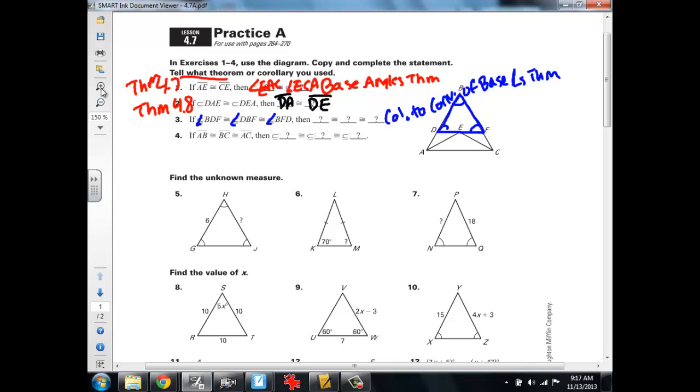So I have my angles marked. C squared BAT. I don't care. Number 3. So what segments are congruent if I'm just looking at this blue triangle? BF, DF, and BD. BF, FD, BD. Your 3 sides.